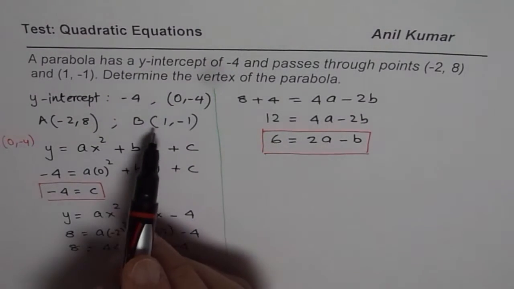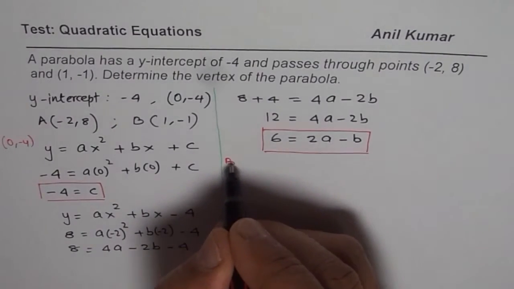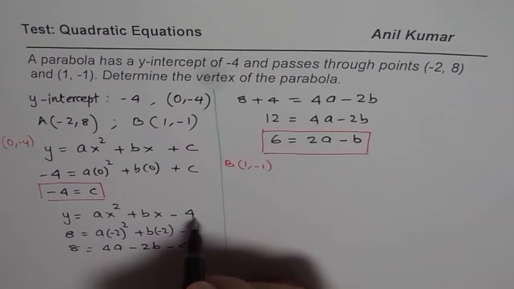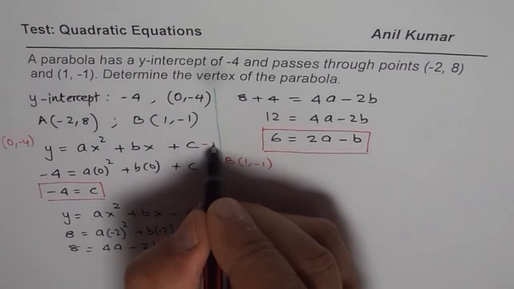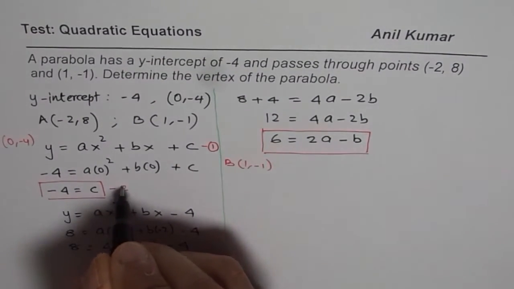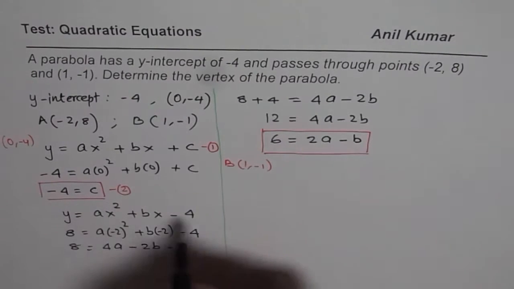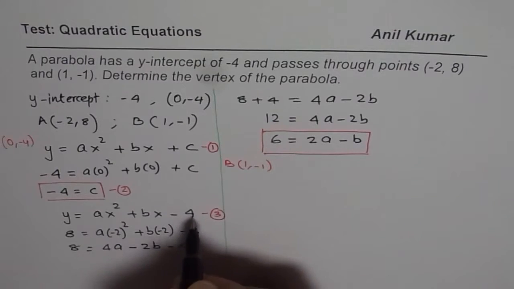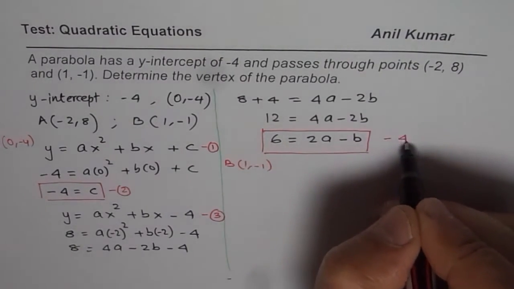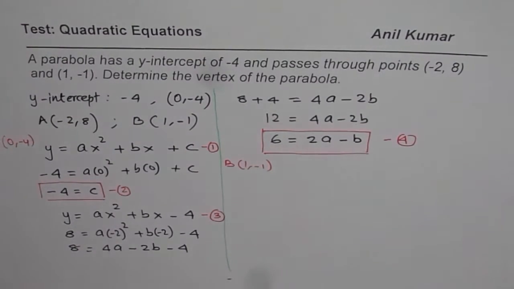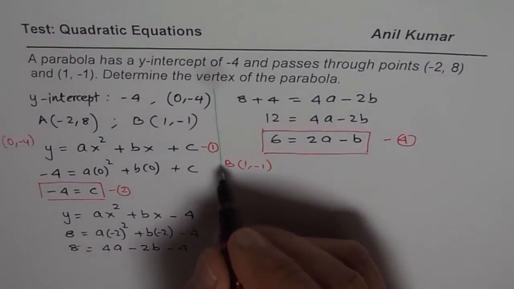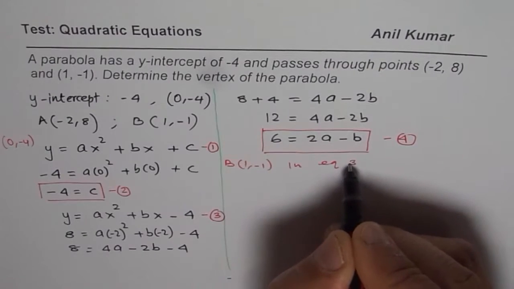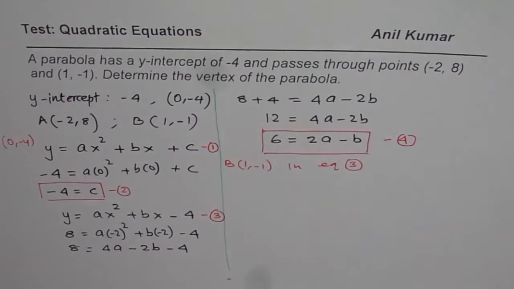Now let us use the third point, which is the point B, (1, -1), in the given equation, right? So we started with the general equation. We came up with a constant c. Let me call now the general equation as equation 3 with this constant. We found in equation 4 a relation between a and b. Now we'll substitute this point in equation 3, right?